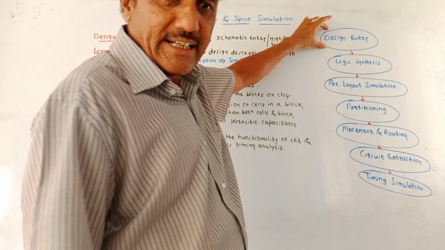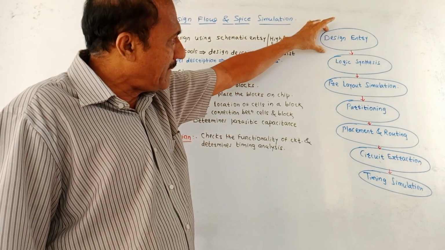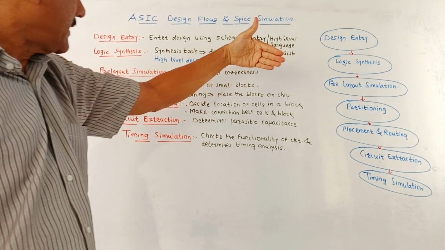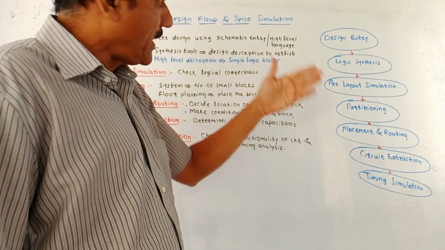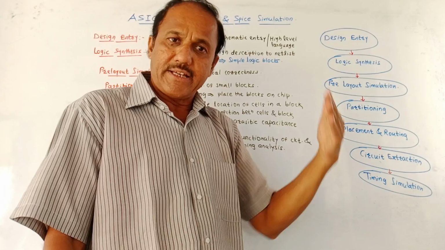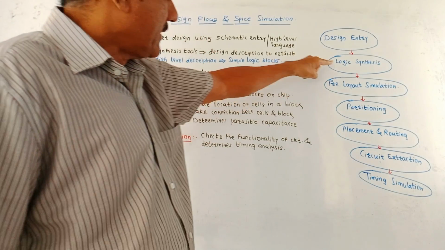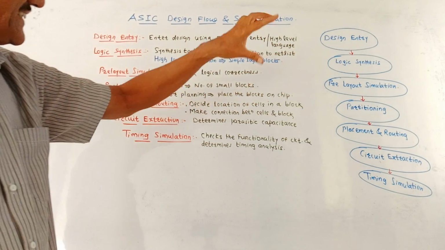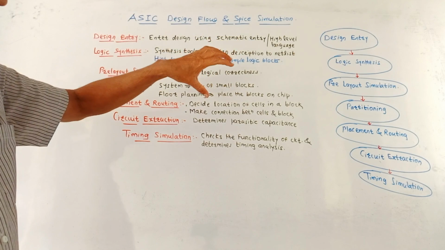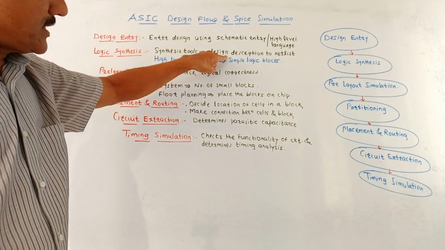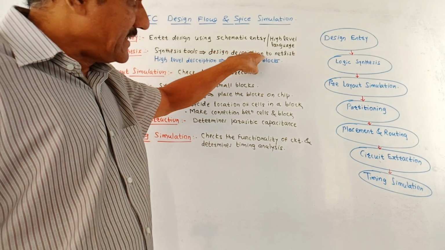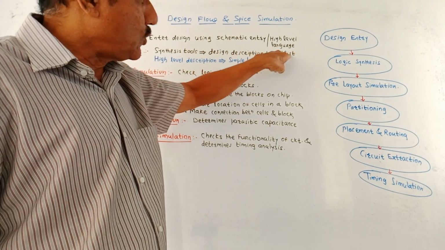First part is design entry. It's simple as the name indicates. We have to first enter the design details. You may use schematic entry, or you may use high level languages like VHDL or Verilog. Then next block is logic synthesis. As the name indicates, it contains the synthesis tools which give the design description to the netlist.